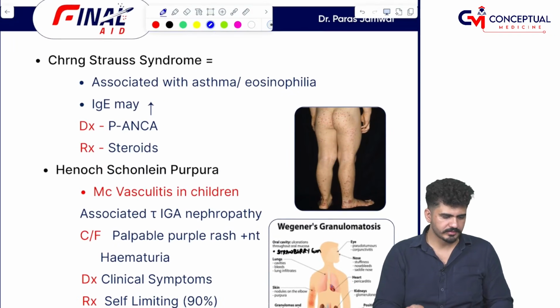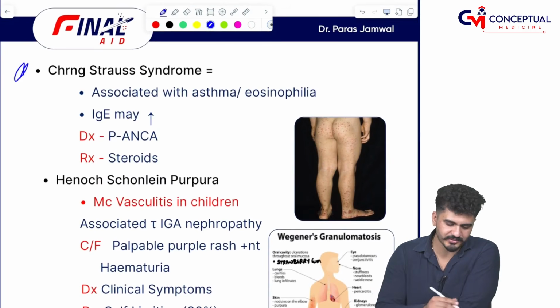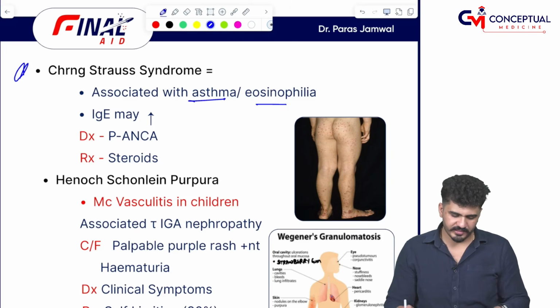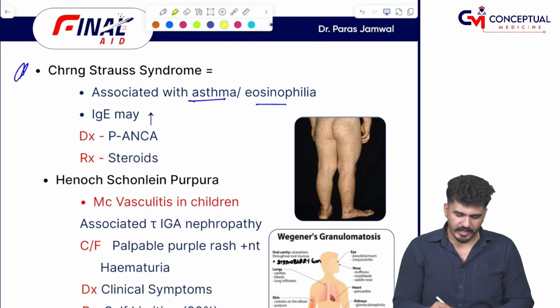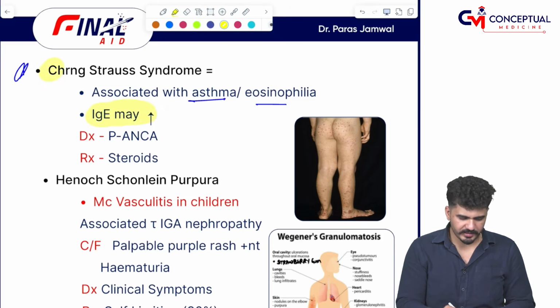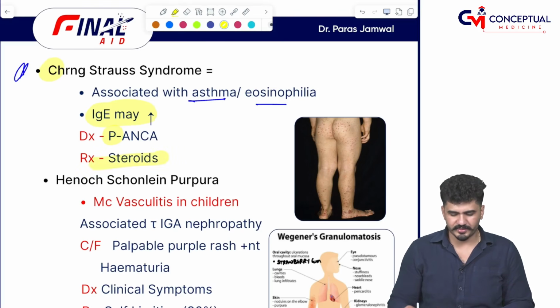Now coming on to the next one, sir. Churg-Strauss syndrome. Churg-Strauss syndrome is associated with asthma and eosinophilia. Sir, asthma and eosinophilia, you will see right here. IgE may be increased. Plus, what was being seen in Churg-Strauss? PCM, pneumonic we remembered: Churg-Strauss and microscopic polyangiitis. Now Churg-Strauss again, treatment is steroid.